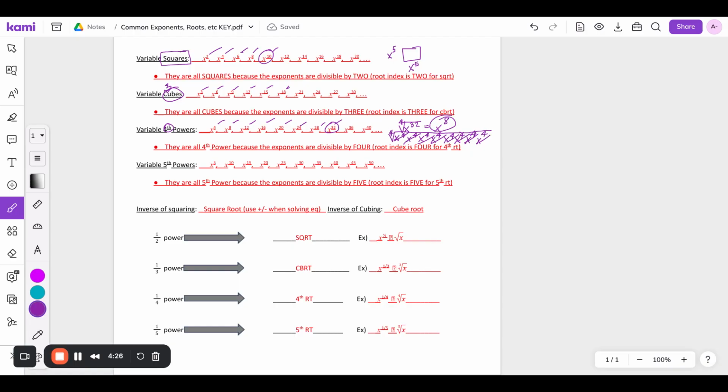Variables that are perfect fifth powers. Well, as long as the exponent is divisible by 5, it's a perfect fifth power. That's why sometimes when you have the fifth root of x to the 17th power, it could be rewritten as the fifth root of x to the 15th times x squared. There's my 17. And I can simplify this quite easily by saying, 15 divided by 5 is 3, and the x squared stays in.